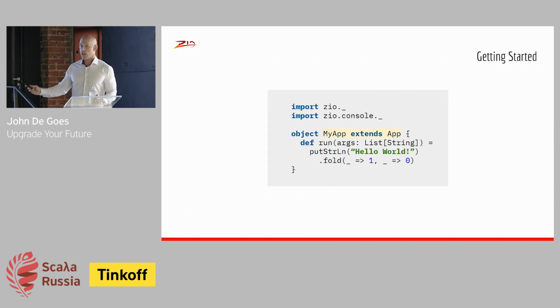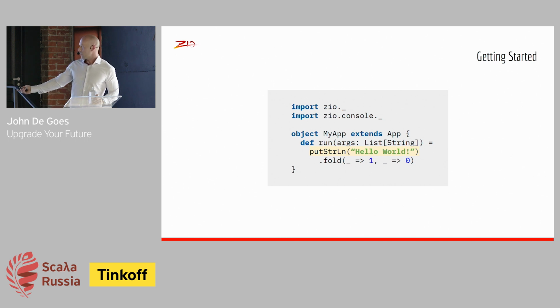And then here's your Hello World program. This Hello World program extends App, which is a data type in ZIO. And it implements a run function that takes a list of your command line arguments. And then inside that run function, we just return a lazy value. This would be the equivalent of returning a Future, only we're not returning a Future, we're returning a ZIO effect here.